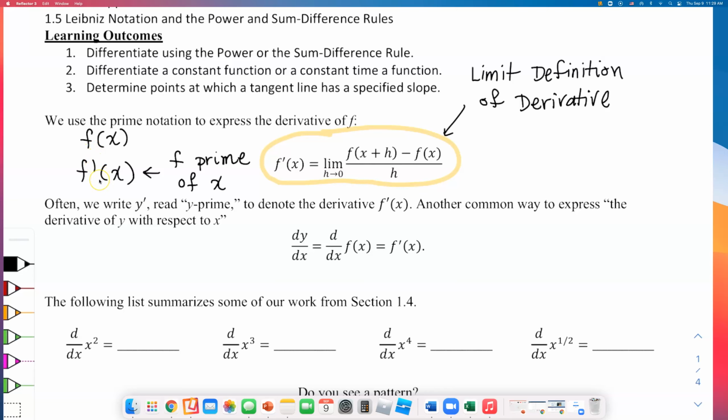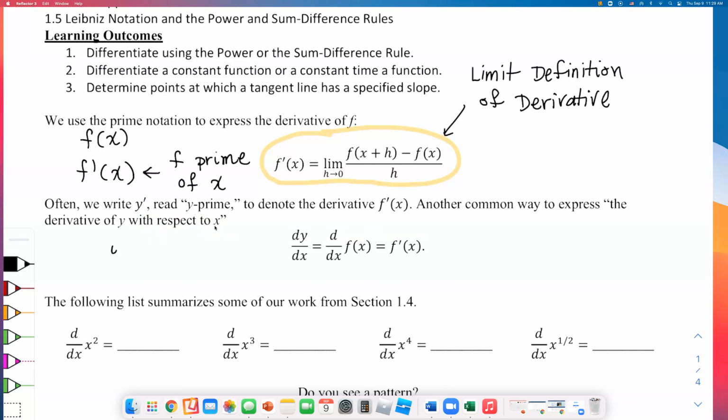What does that do? It will find us the slope of a tangent line at any given x value. When we have this function, we can plug in an x value. That's going to give us the slope of a tangent line. Okay, often we write y prime, read y prime, to denote the derivative. Another common way to express the derivative of y with respect to x goes like this, okay?